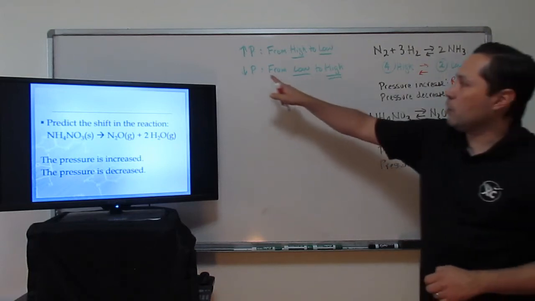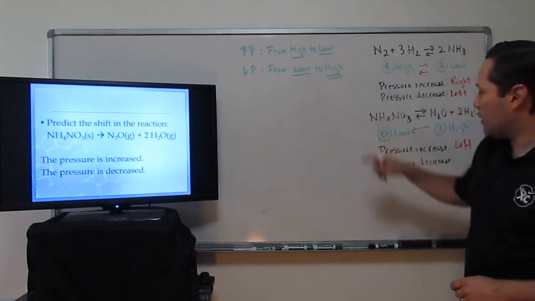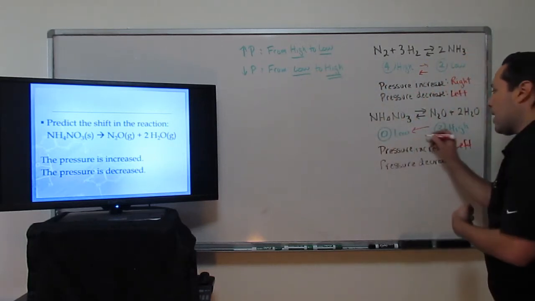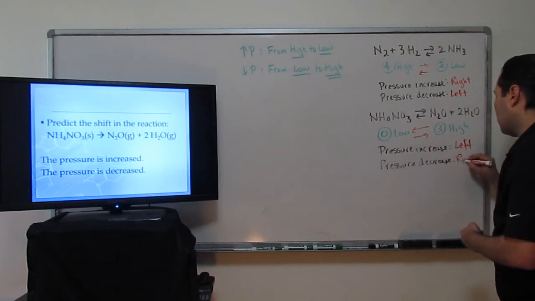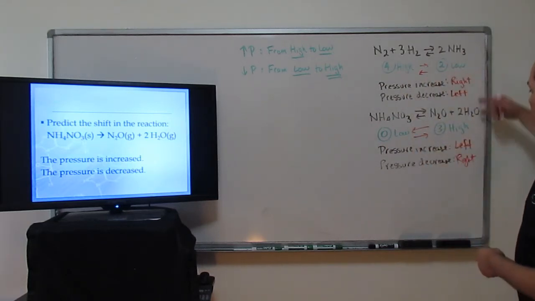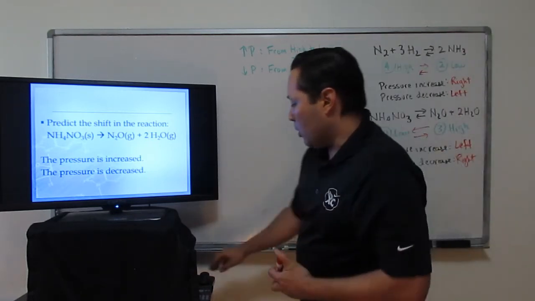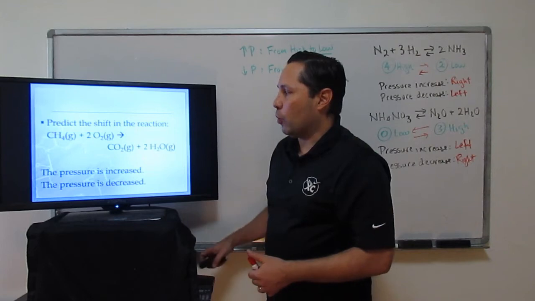Now, what happens if we lower the pressure, decrease the pressure? It's going to go from low to high. So from low towards the high, so that is towards the right. And because the high and low are switched, notice that our answers are also switched as well. All right, let's go ahead and move along then to our last problem for pressure.